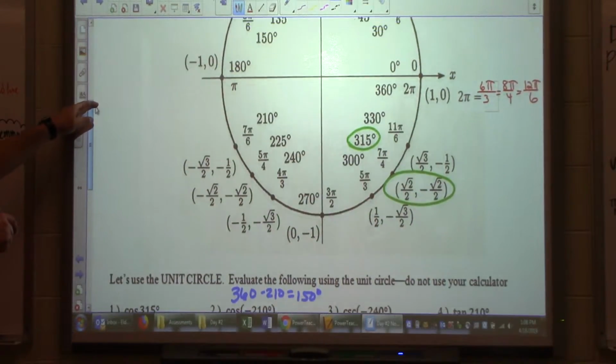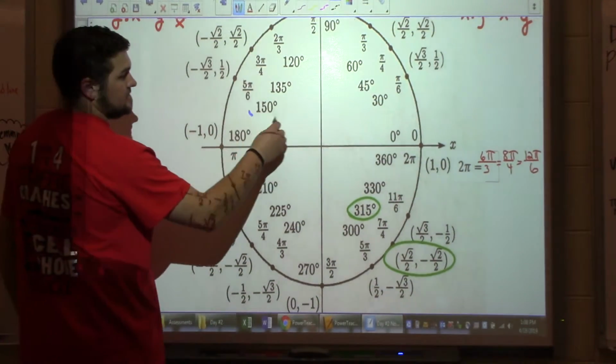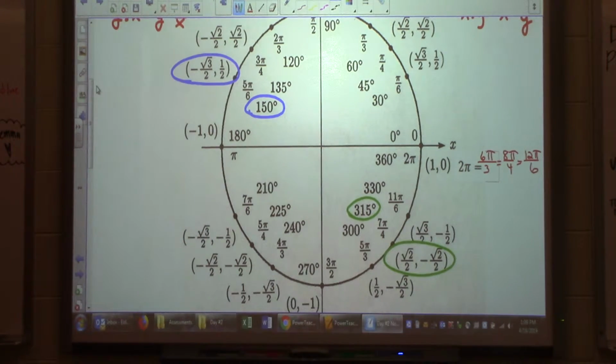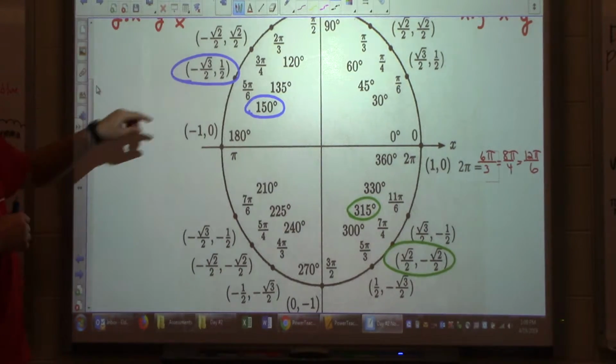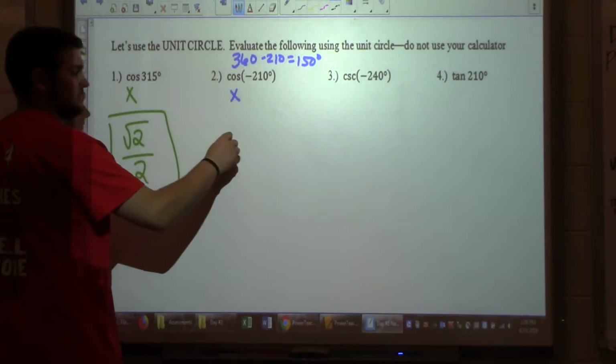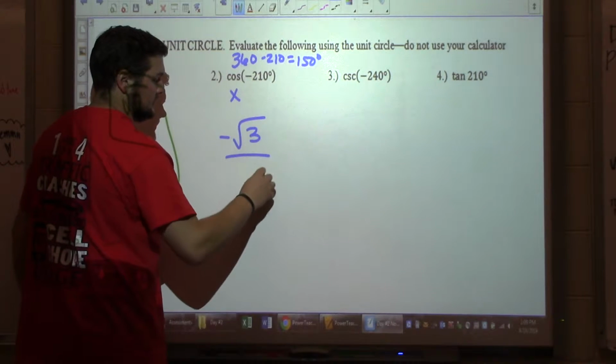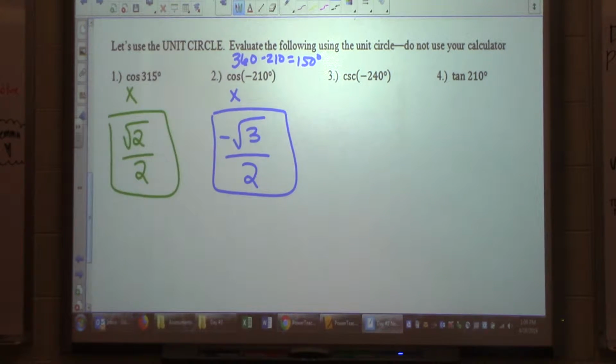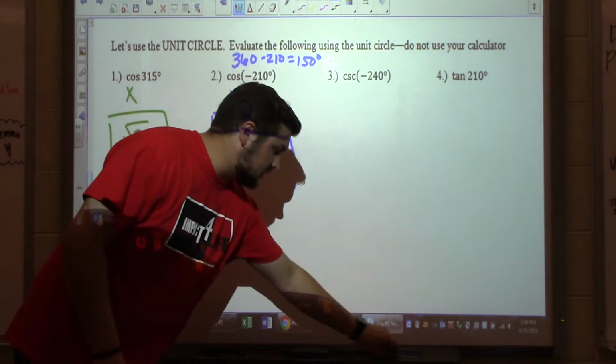So I go on here. I look, 150 degrees is right here. I want the x value of that coordinate pair. So it would be negative square root of 3 over 2. Does that make sense? We all good so far? Any questions? Okay. The next one's a little trickier.